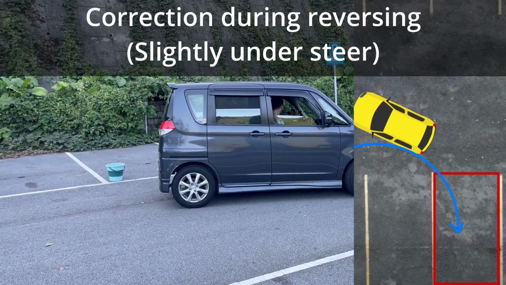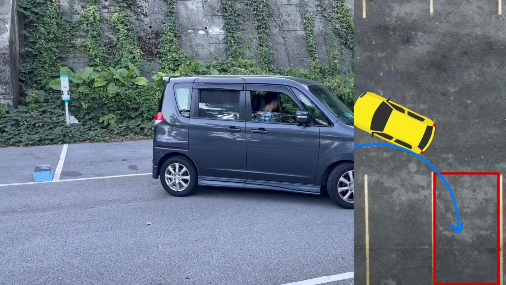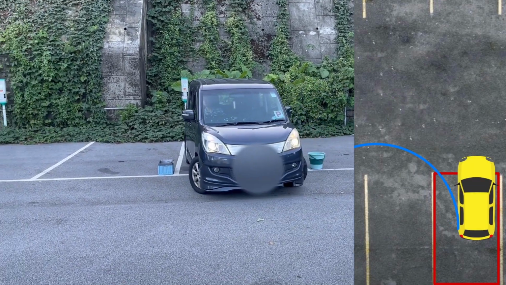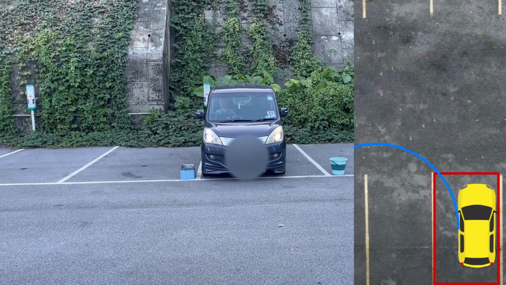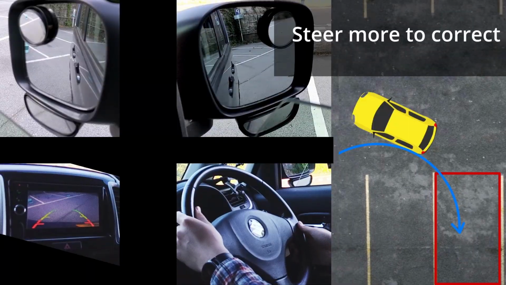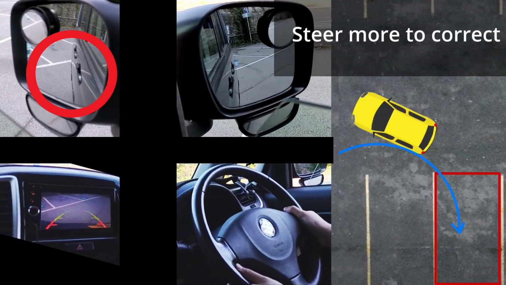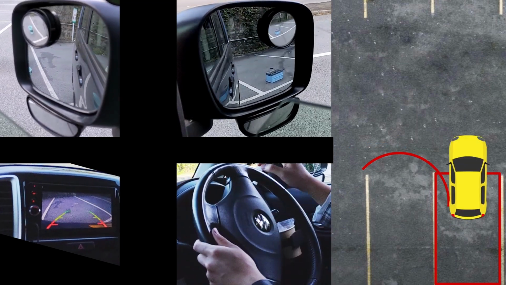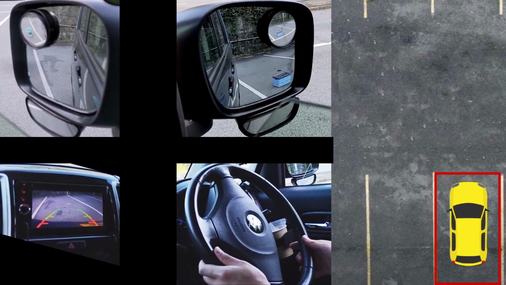Correction during reversing, slightly understeer. If you park into the parking slot on your left side, and you end up parking too far right, that means you understeered to the left during reversing. To correct understeer, you need to steer more. The car will enter the parking slot far from the corner. So I steer from one rotation to left maximum to enter the parking slot.